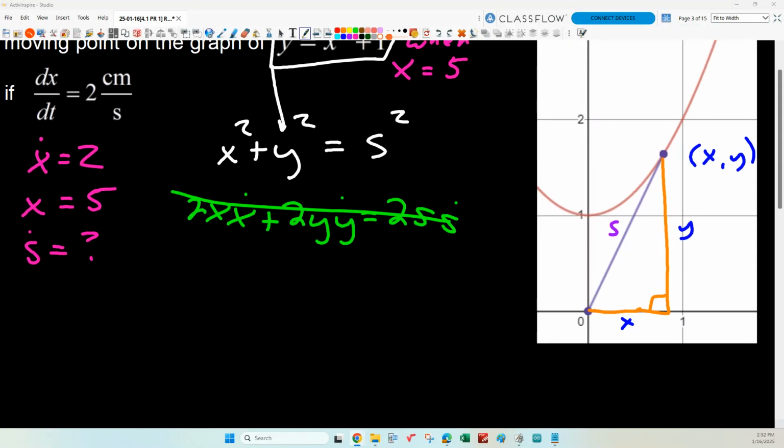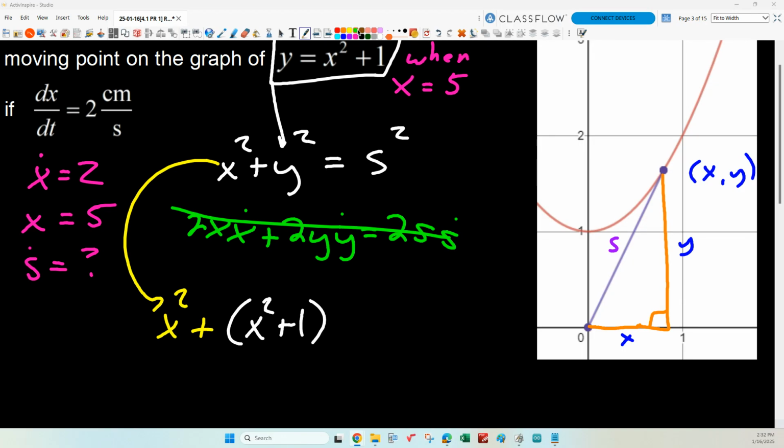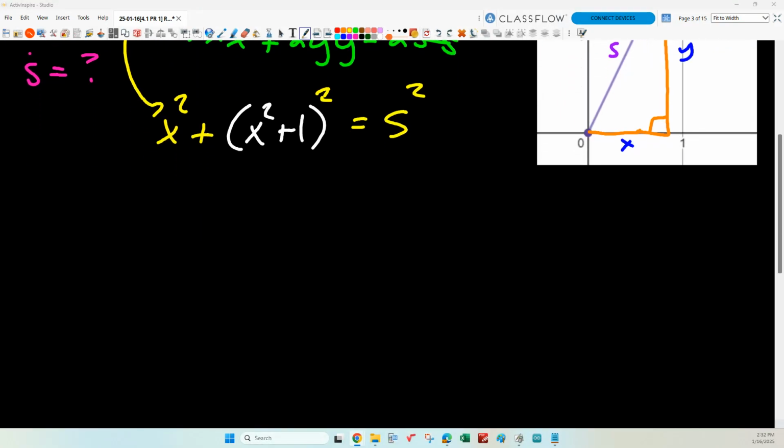Let's combine those things. If we take this equation, x squared plus y squared, well look what y is. Y is the quantity x squared plus 1, squared. That equals s squared. Okay, that's going to be way better. Now we've got x squared plus, square that out for me, x squared plus 1 quantity squared. What is that?